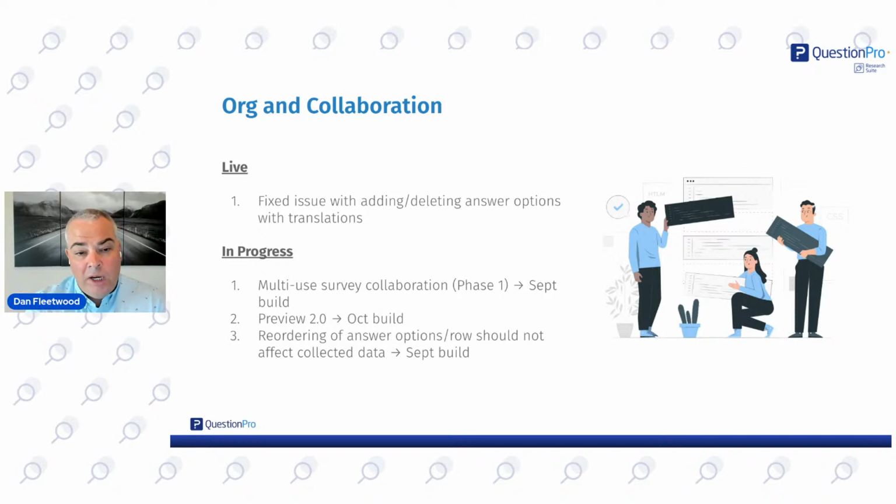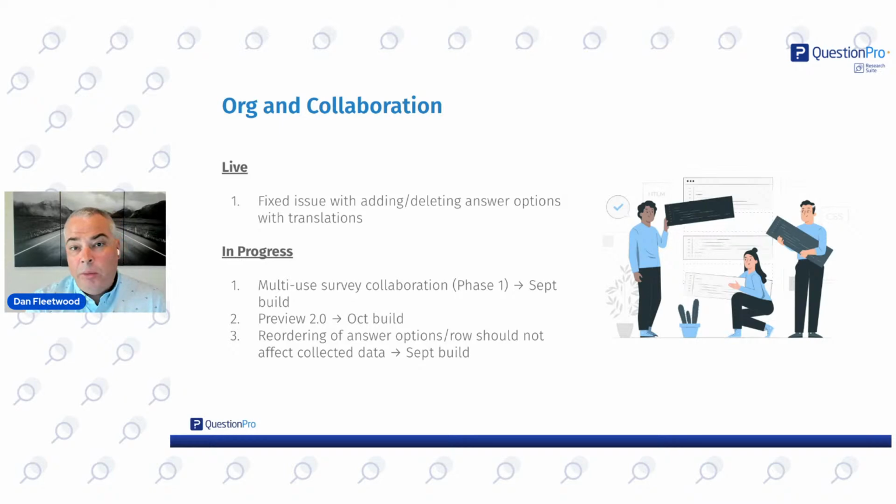So the first one, before I get to the in-progress stuff, is what we made live: we noticed an issue with adding and deleting answer options with translation. So this is something that we fixed. And what we're working on now is the multi-user survey collaboration. So think Google Docs, but in your survey.